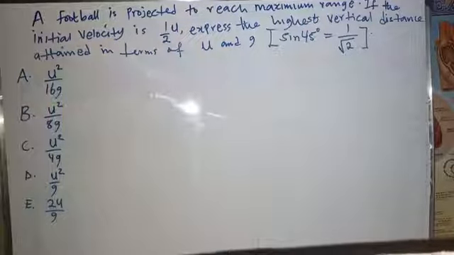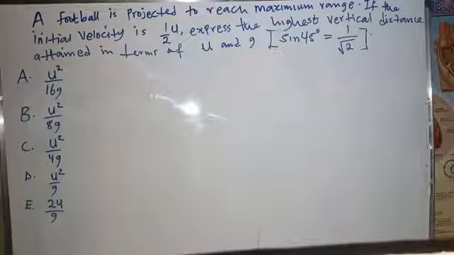In this video, we'll be looking at question number 9, NECO Physics 2021. The question goes this way: a football is projected to reach maximum range if the initial velocity is half u. Express the highest vertical distance attained in terms of u and g. Sine 45 degrees is equal to 1 over root 2.